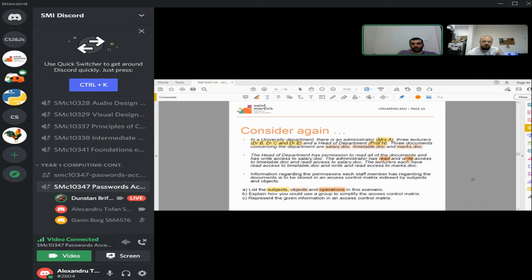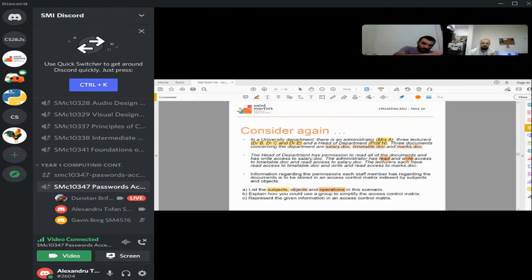Next here we are asked how we could use the group to simplify the access control matrix. Of course, the obvious answer is that the lecturers will be put under one group because they all share the same permissions. That is the most obvious answer. However, we should also mention what we discussed: the head of department and the administrator should each be linked to a group individually, even if they will only be groups of one. Because like this, we are preparing for any needs of the future, be it extra people or even swapping of people.